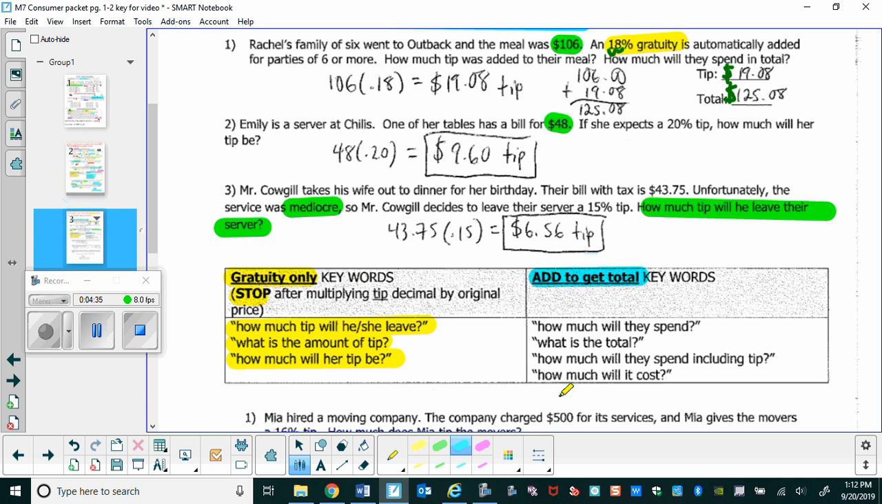Now, if it goes on to ask you, how much will they spend? Or what is the total? Or how much will they spend including tip? How much will it cost? Any of those questions mean it wants you to go ahead and add in the tip for the total amount.